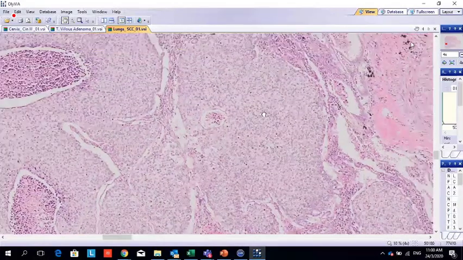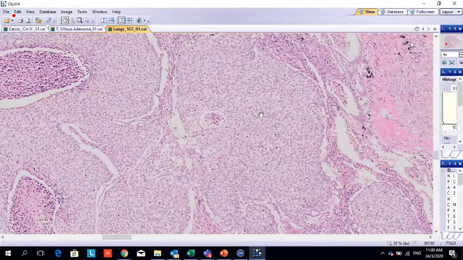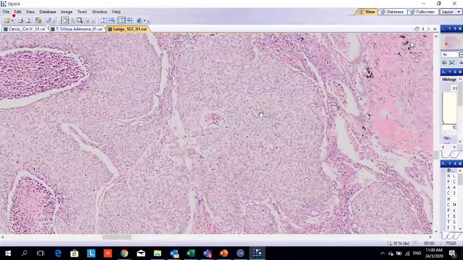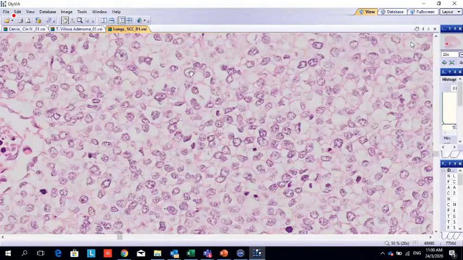Doctor, is having a vesicular nucleus also a sign of malignancy? How what? Having a vesicular nucleus. Oh, vesicular nuclei. This is vesicular nuclei. When it is not hyperchromatic like this, we call it vesicular nuclei.